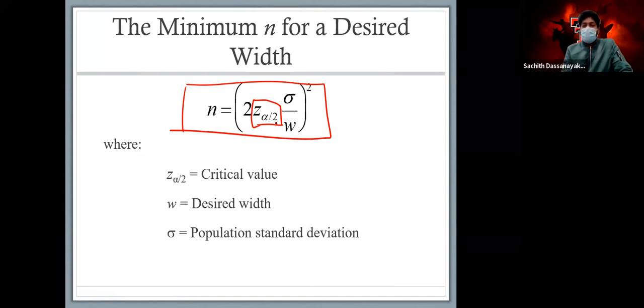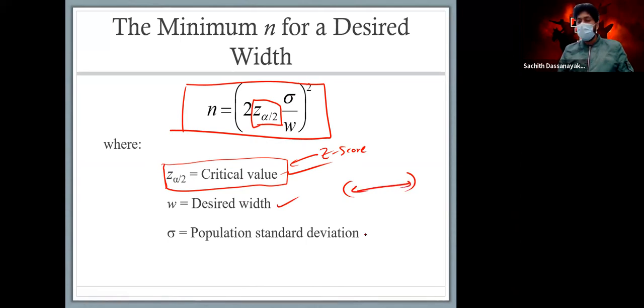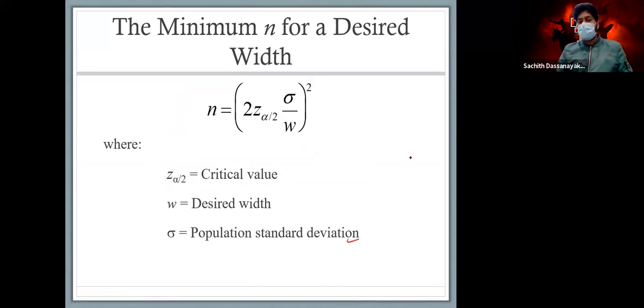Here, C alpha over 2 is the critical value. This is a Z-score value, but once we are dealing with alpha, we call it the critical value. Different name but same idea. W is the width, the desired width of this interval. Sigma is the population standard deviation.